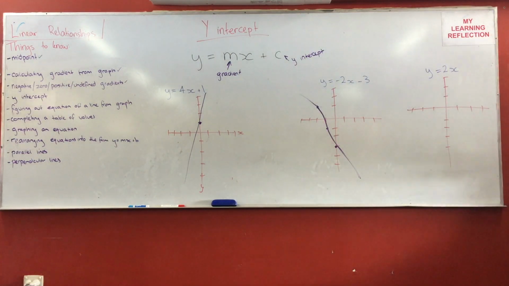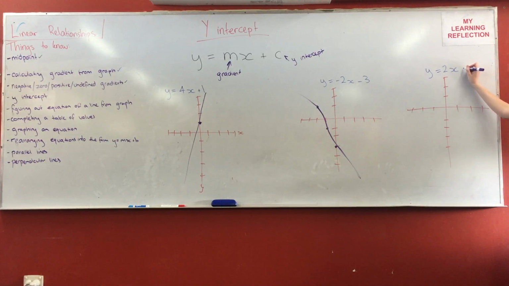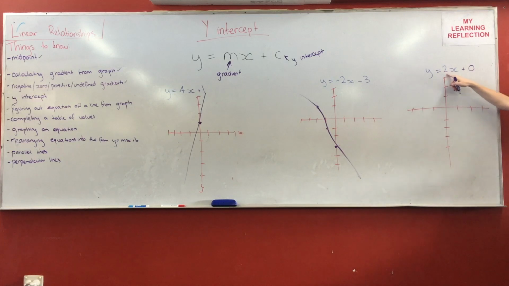What about this one over here? What's the y-intercept on this one? Nothing. So whereabouts on there do you reckon it's going to cut through? 0. Cool. Because it doesn't have a y-intercept, what that actually means is there's a +0 on the end. We just haven't bothered to write it because why waste your time? So if you ever have one that doesn't have a plus something on the end, it's going to cut through smack bang on 0.